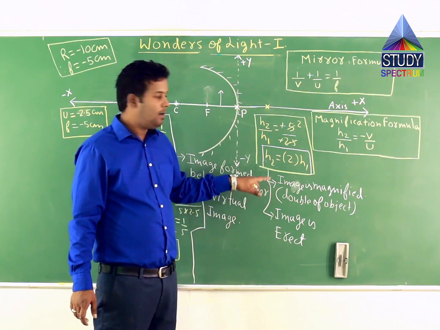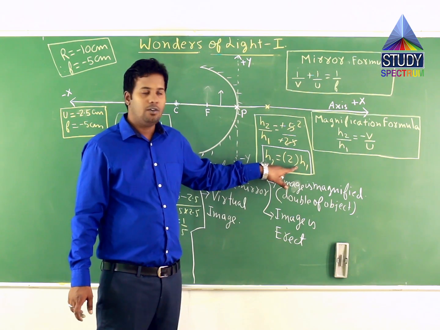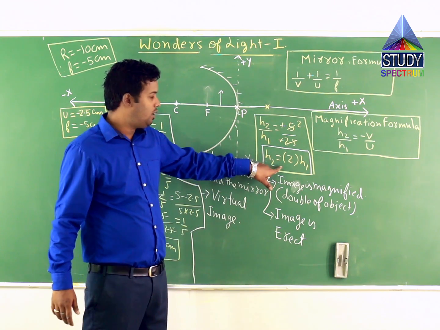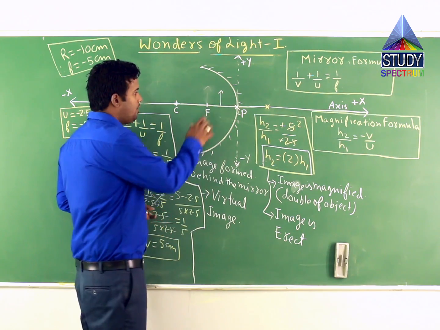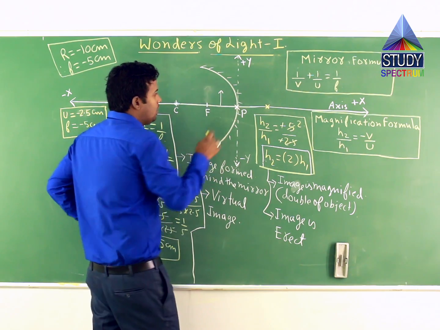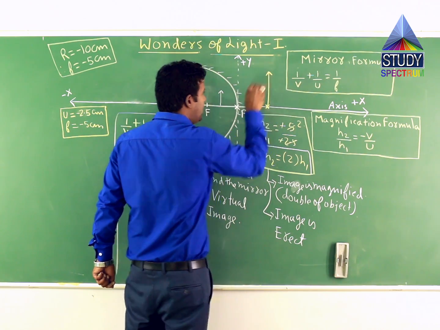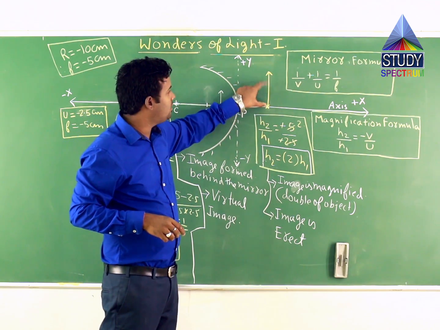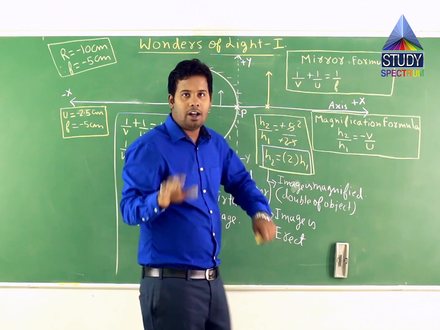And using the magnification formula, h2 comes out to be 2 times h1, a positive value, which means if the object is small, the image is double of it, and since the value is positive, the image should be erect. Correct? So if I take the height of the object as this white arrow, then the image should be double of it, roughly of this height. You can see this is the height of the object and this is double the height of the object, as per the result. So this was the sixth and the final case.